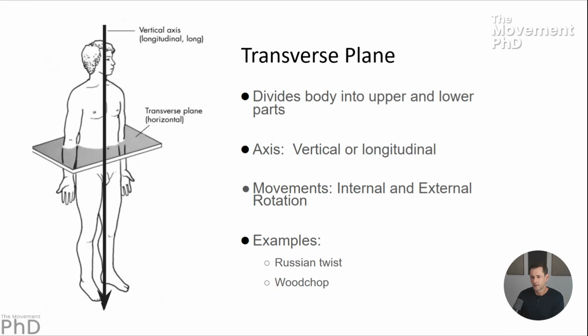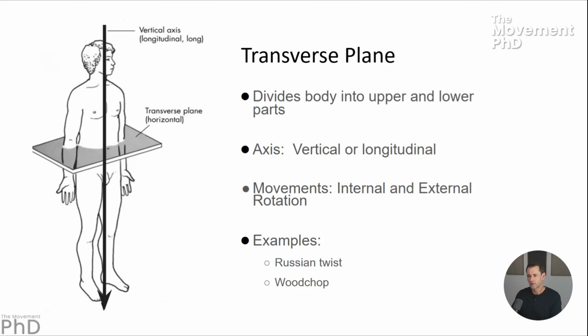The final plane is the transverse plane. The transverse plane divides the body into an upper and a lower part. Therefore, that means the axis for this has to be vertical or longitudinal. In the textbooks, you'll see both vertical and longitudinal. Both of those mean the same thing. We're taking an axis from the top to the bottom, and it's piercing through that transverse plane.